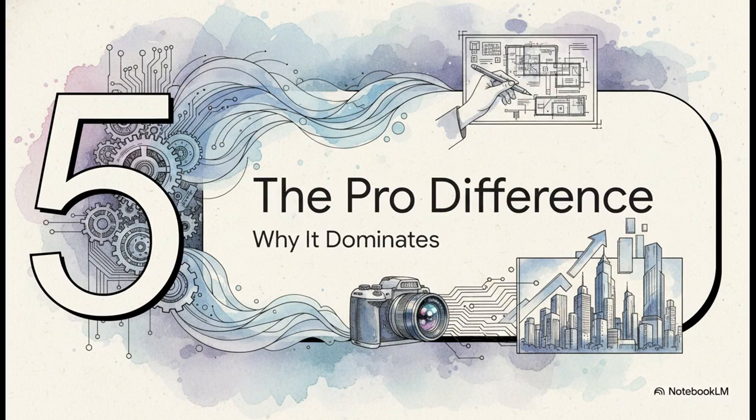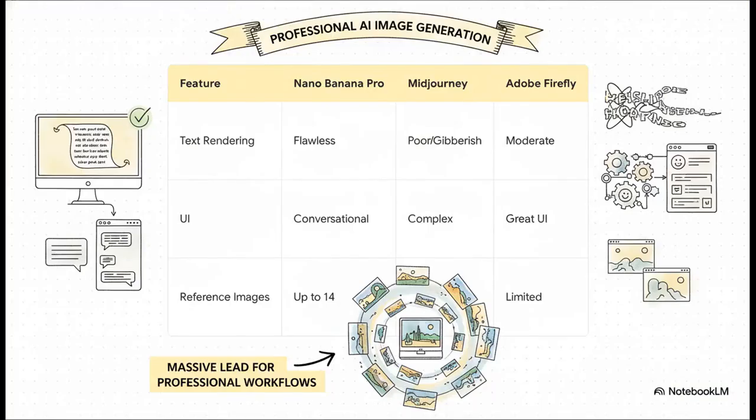So we've seen how it works, but what really makes Nano Banana Pro a true professional tool? Let's take a look at how it actually stacks up against the other big players in the areas that really matter for getting work done. I mean, this table pretty much says it all, right? For text, Nano Banana Pro is flawless, while the others are still hit or miss. The UI is a simple chat, not some complex interface. But the real knockout punch is the reference images. The ability to blend up to 14 images is something no one else is even close to. That alone gives it a massive advantage.